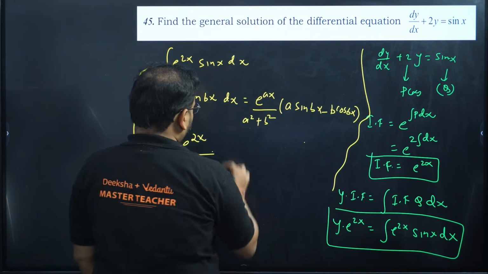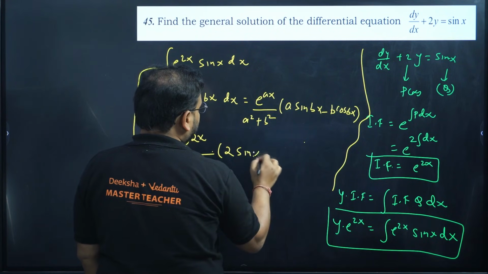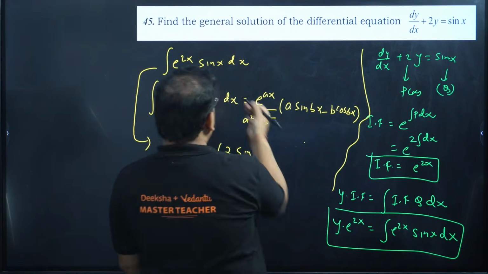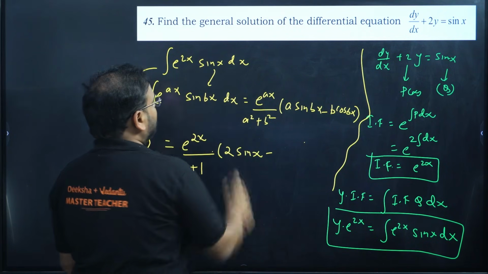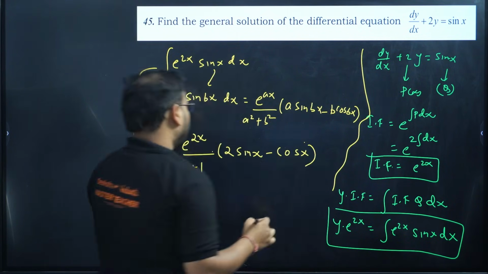And over here you'll have again 2 sin bx, which means simply sin x. 2 sin x minus b, and b will be 1 only. Here you can compare, b is 1. So I get simply cos x. Okay, so this is my answer.